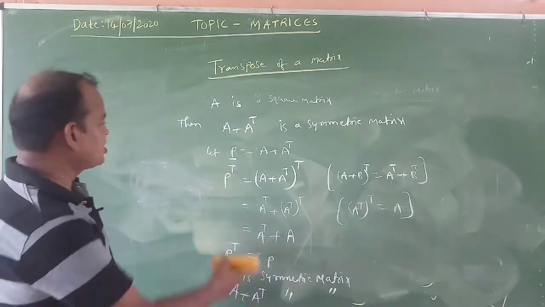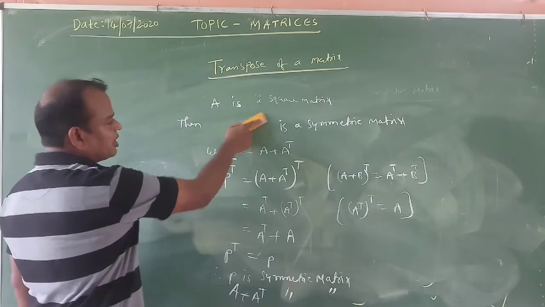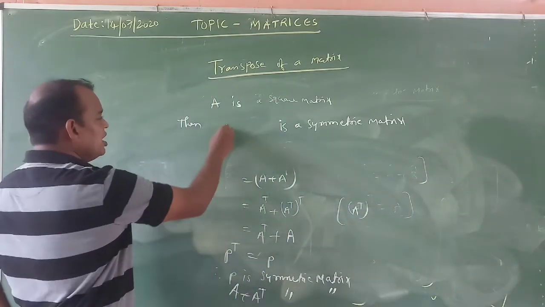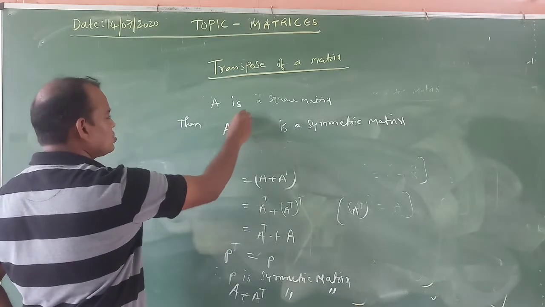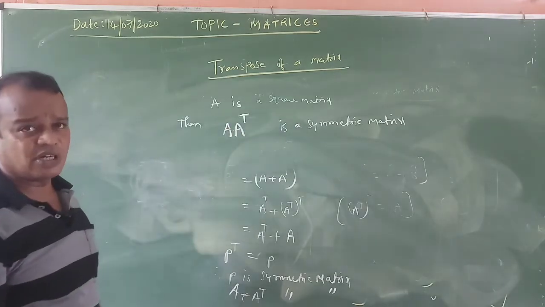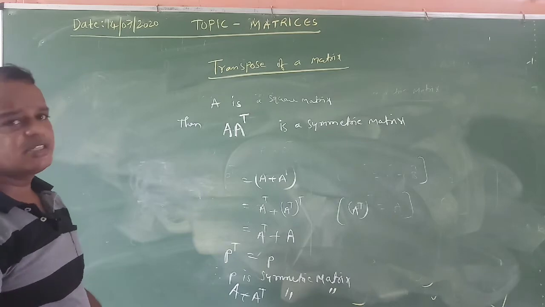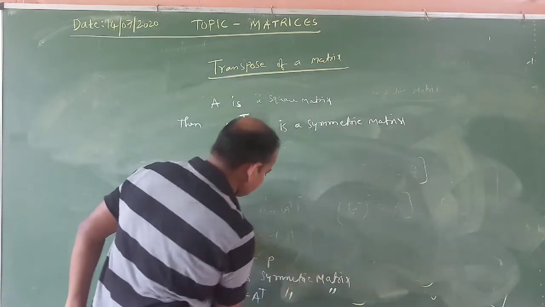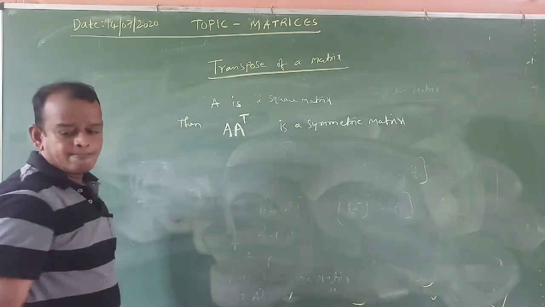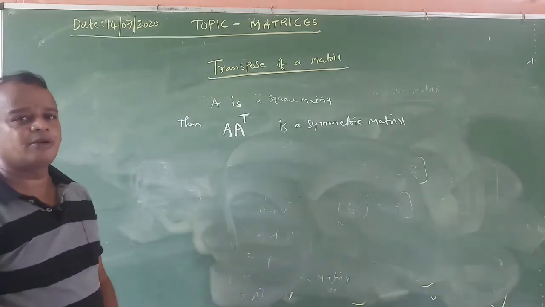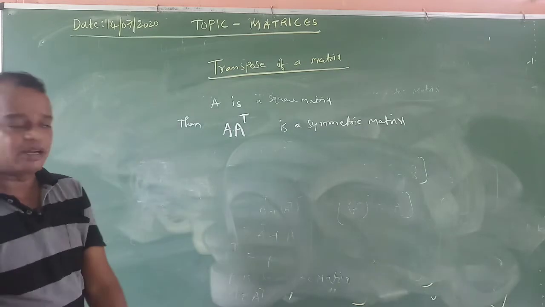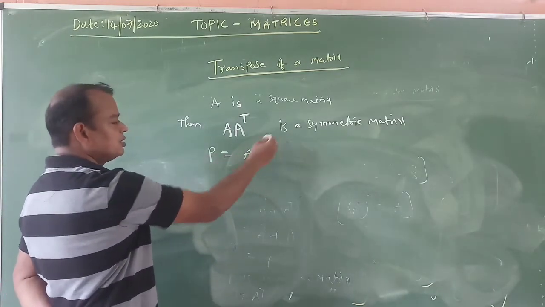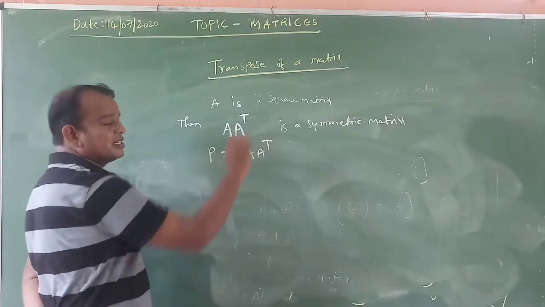Next, we did A plus A transpose as a symmetric matrix. Next one: suppose A is a square matrix. Show that A into A transpose, or A transpose into A, whichever it may be, is a symmetric matrix. Any matrix, we have to show that it is either symmetric or skew symmetric. First we will take the transpose of the given matrix. First of all, let P be equal to A into A transpose. Now we have to show that P is a symmetric matrix.